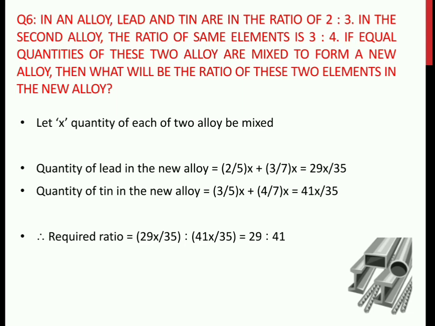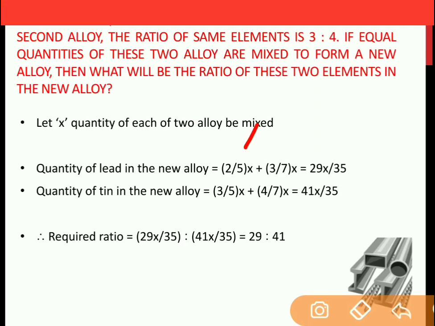So the required ratio in the new alloy: the new alloy will contain x quantity of first and the second. So the mixture will be having lead of 29/35 and tin of 41/35. So taking the ratio of these two, you will get a ratio as 29:41.